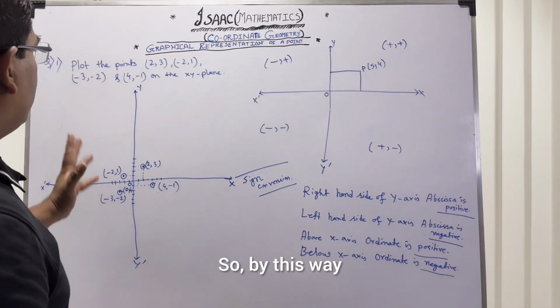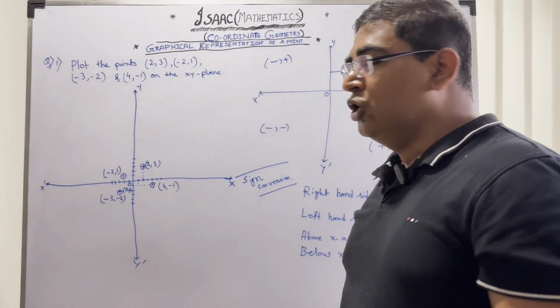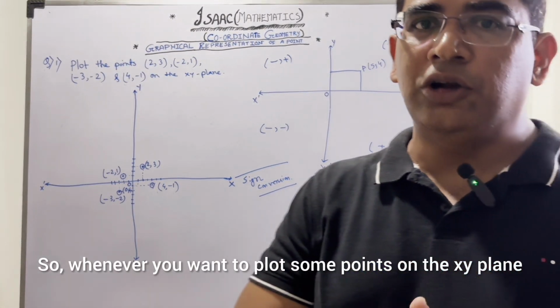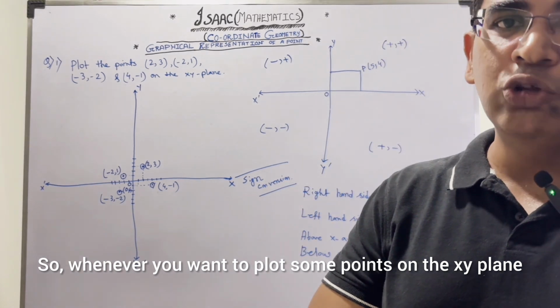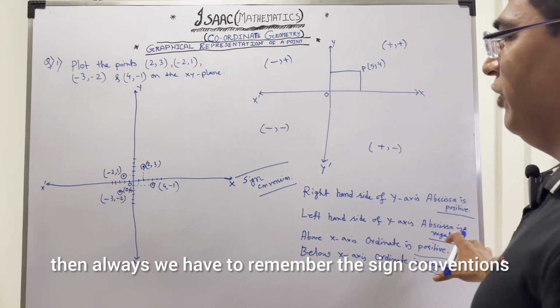Okay, so by this way we can plot these points on the graph paper. So whenever you want to plot some points on the xy plane, then always we have to remember these sign conventions. Okay.